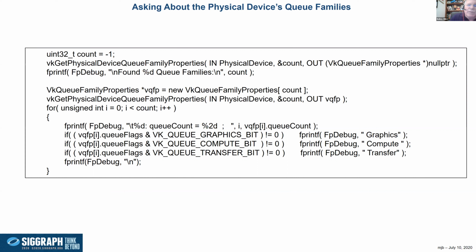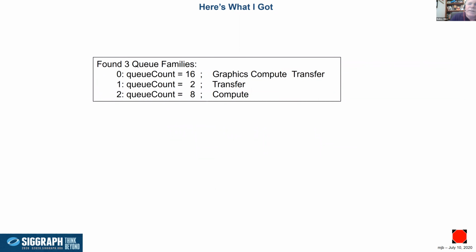Here's where you find out about the queue family properties of a physical device. The queue families belong to the physical device, and so you're asking the physical device about the queue family properties. Here's what I had gotten. And notice there's a lot of queues in family 0. That's because you potentially have a lot of graphics command buffers being filled at the same time by multiple threads and are going to get submitted to different queues. So again, you can look at this, you can print it out, you can make your program adapt.